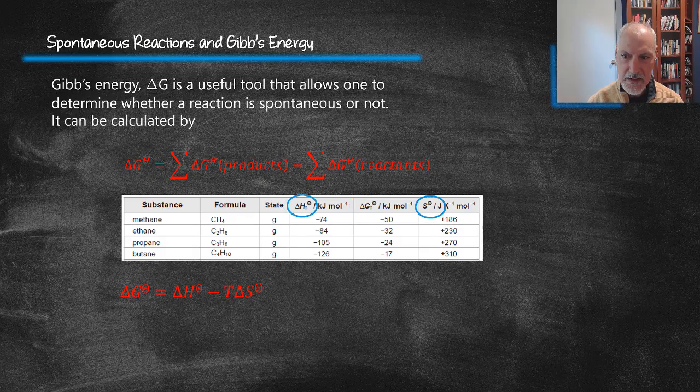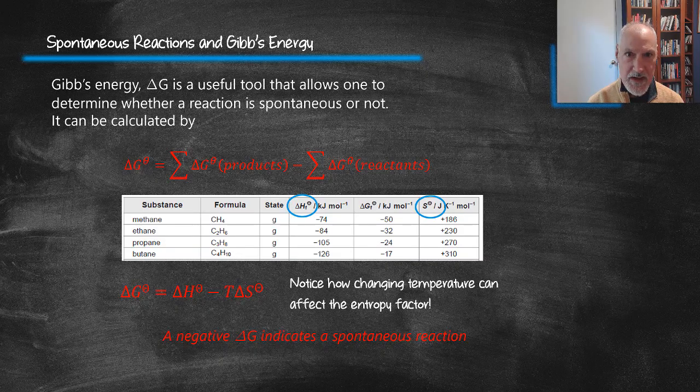A second technique to calculate Gibbs energy is to take the enthalpy change minus the temperature in Kelvin times the entropy change. So it would use these two values that are in the table. A negative value for the Gibbs energy indicates a spontaneous reaction.